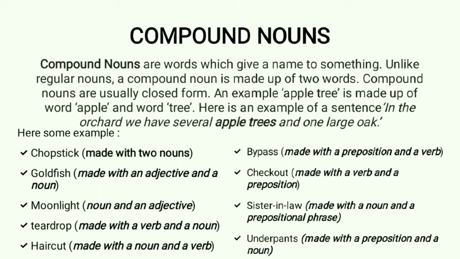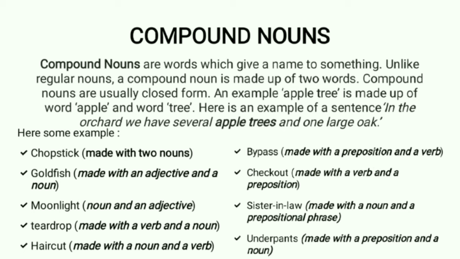Compound nouns. Compound nouns are words which give a name to something. Unlike regular nouns, a compound noun is made up of two words. Compound nouns are usually closed form. An example, apple tree, is made up of the word apple and the word tree. Here is an example of a sentence. In the orchard, we have several apple trees and one large oak.